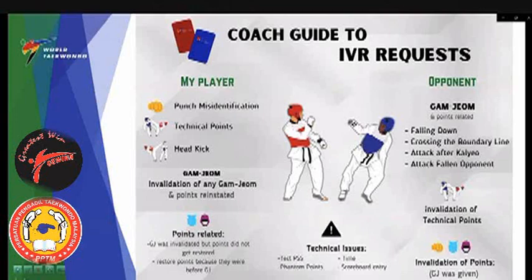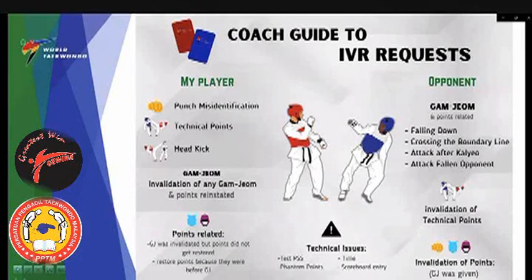You can also request invalidation of technical points. So if you believe that there was a turning kick that didn't score, maybe it was the following one that scored, but the judges pressed for technical points and it registered as a turning kick, you can request invalidation of technical points for the opponent so we can review to see which kick is the one that should be, or invalidate those technical points.